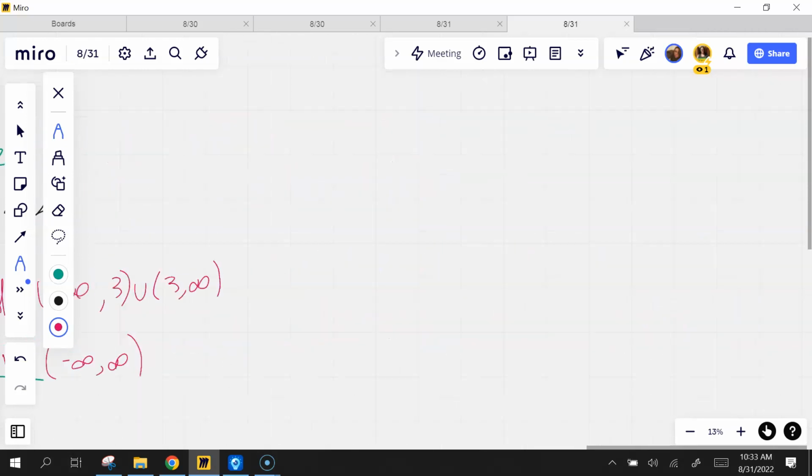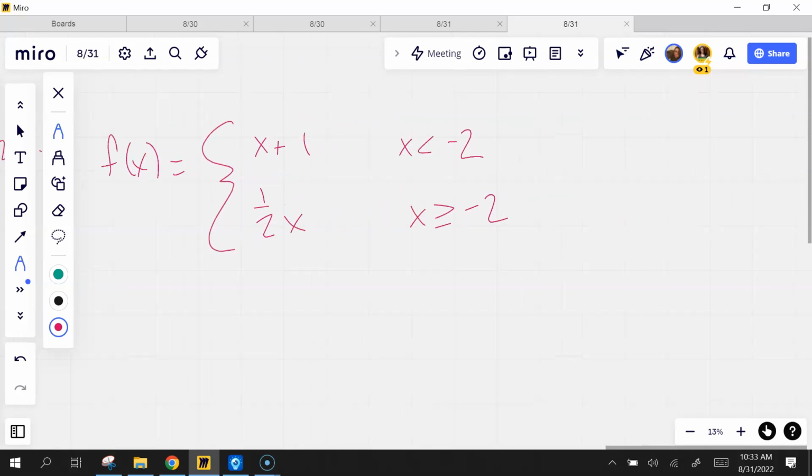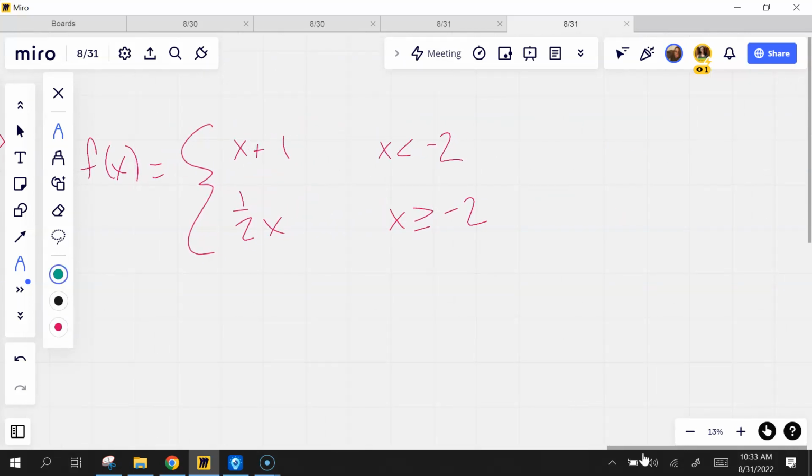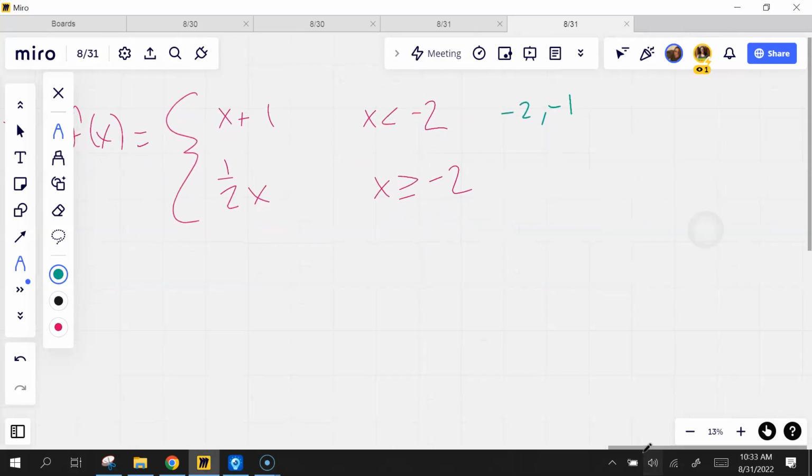24, Sullivan says. And so it shall be. f of x equals x plus 1 when x is less than negative 2, and 1/2 x when x is greater than or equal to negative 2. So, negative 2, I get what? Negative 1. Now I need one smaller than negative 2, so maybe negative 3, and you get negative 2.